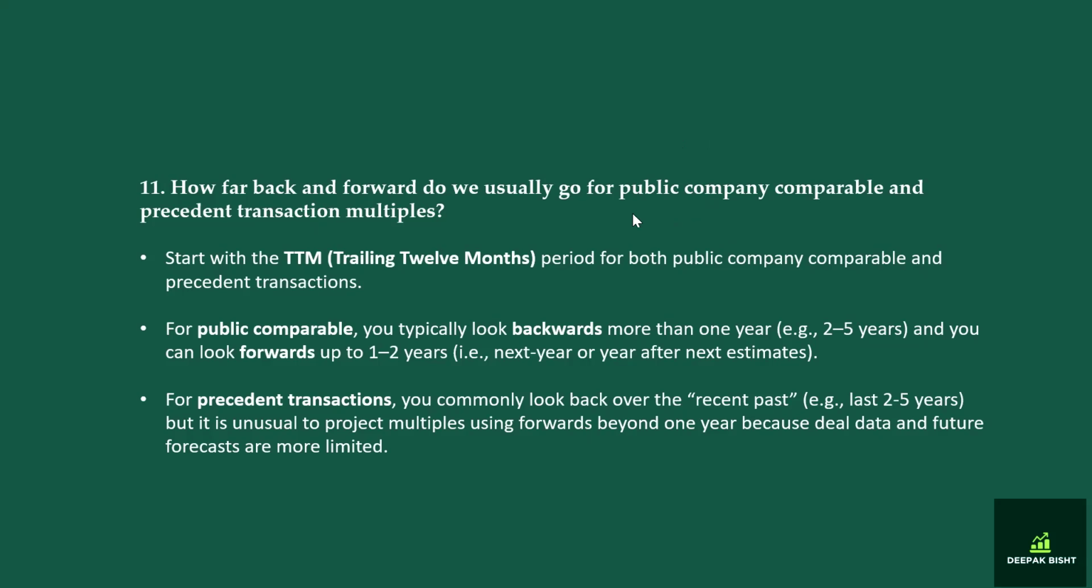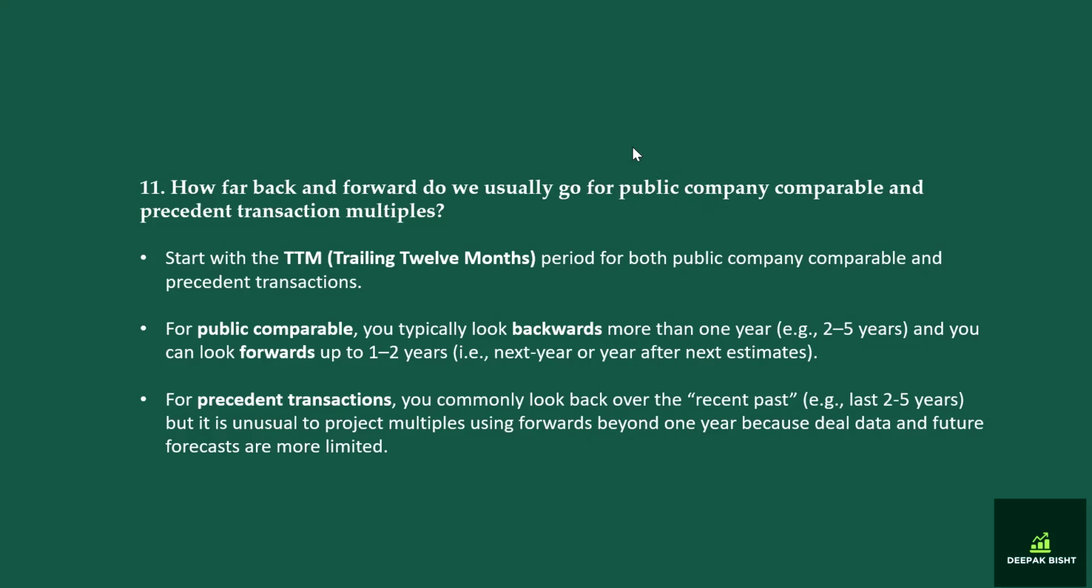start with a baseline of the trailing 12 months as the present-state snapshot. In terms of looking backward, it's common to go back more than the last 12 months, so often 2 to 5 years of historical multiples, because this gives you visibility into how the business and markets have evolved. And for looking forward, you often use 1 to 2 years of forward estimates.